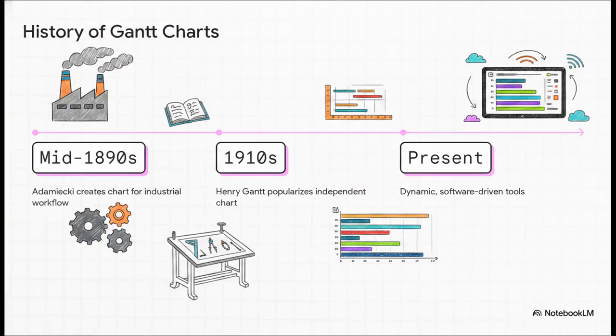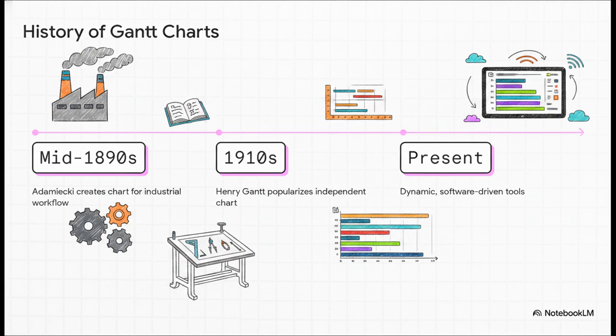Which brings us to Section 2, a tale of two engineers and the surprising history behind this tool. Now, you might think you know exactly who invented the Gantt chart based entirely on the name, but history actually has a pretty surprising twist for us. So the crucial point here is that a Polish engineer named Karol Adamiecki actually created this concept first. We're talking mid-1890s, trying to optimize workflows in industrial steel mills. He called it a harmonogram.